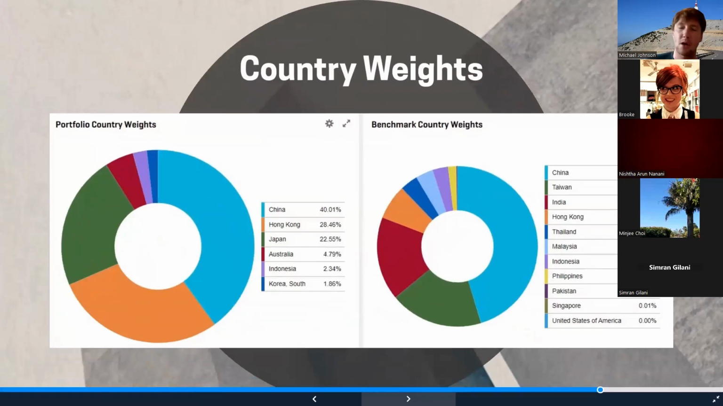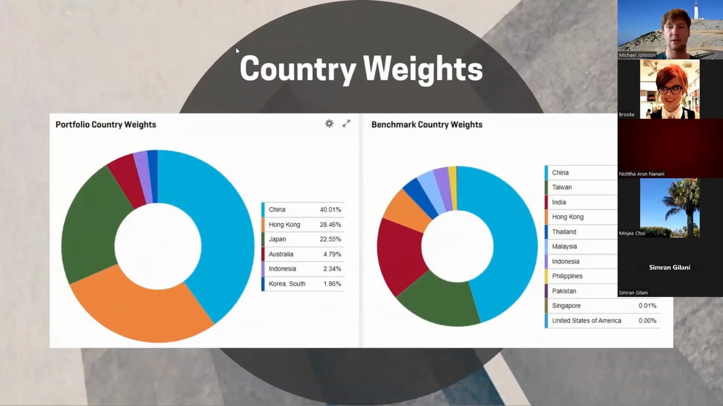So country weights, this is a good balance too because you want to diversify across countries here. So this is a good balance here. This one's pretty good. This one here, this is a good balance. But the one on the right is a better balance. It's good you're diversified here. So it's a good balance.